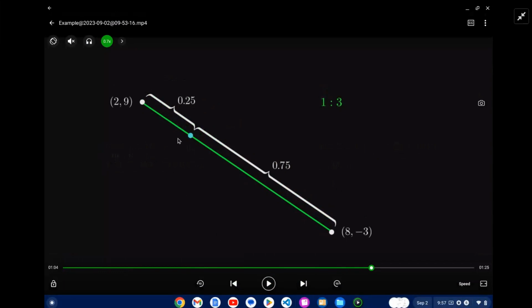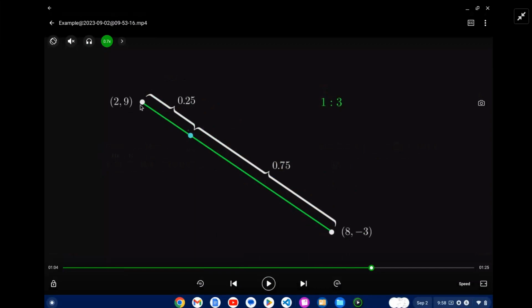And I'm closer to 2, 9 here, so I'm going to be weighted more heavily towards this side, right? I'm weighted more lightly towards the 8, -3. Okay. Now my weights are given here by the proportion. All right. So it's going to be basically 75% of this point plus 25% of this point. Okay. And again, the way I remember this is it's a weighted average.